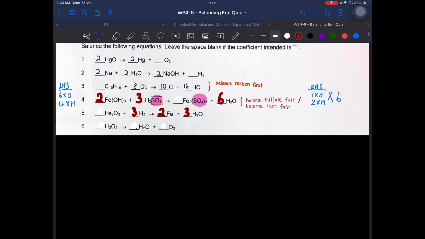Okay, then let's go on to question 6. Left hand side, I see a H2O2. Right hand side, I see a H2O and an O2.